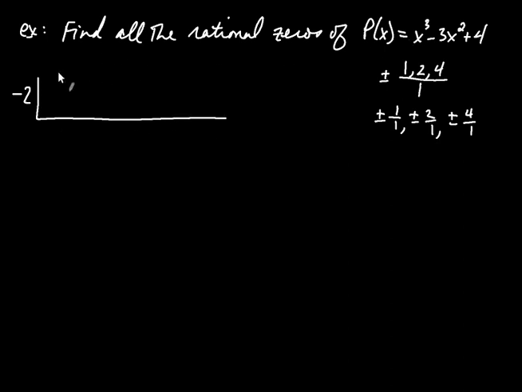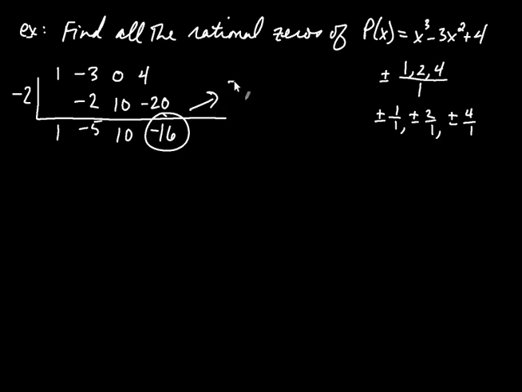Well, it's going to be a 1, a negative 3. Now you see how it's missing the linear term, the term with x in it? That's why you have to put a 0 in there. Don't forget that for synthetic division. And then positive 4. Okay, bring down the 1, and then you multiply and you get negative 2, negative 5, multiply and you get 10. So it's going to be 10, negative 20, and negative 16. Okay, so here's your remainder, and it's not 0. Okay, so once again, I can see that that implies that negative 2 is not a rational zero. So even though it was in the list, it didn't turn out to be one.